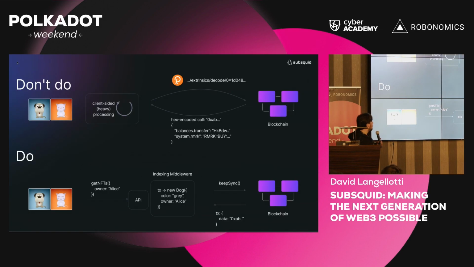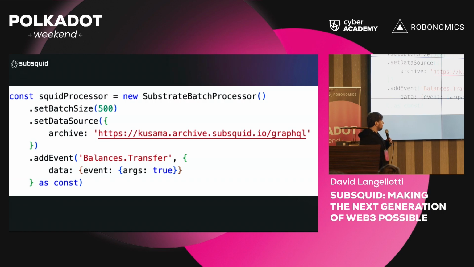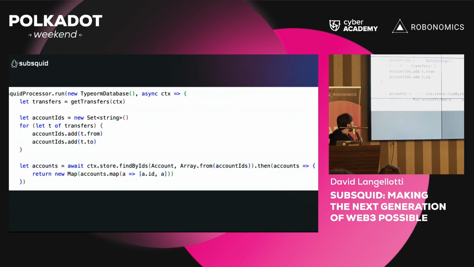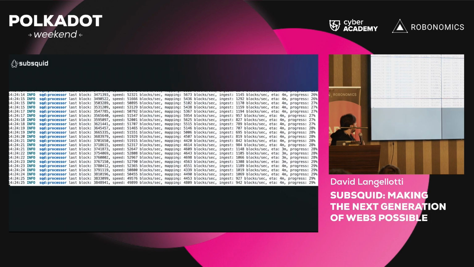So that's basically the comparison of it. It's a little beyond me as a non-developer, but you can see how it works. The processor targets the Kusama archive that we have set up. Currently, we're maintaining these. They're free to access. Here, the developer puts the data that they would like to get. And then here's the proof: 50,000 blocks per second for block transfers on Kusama.